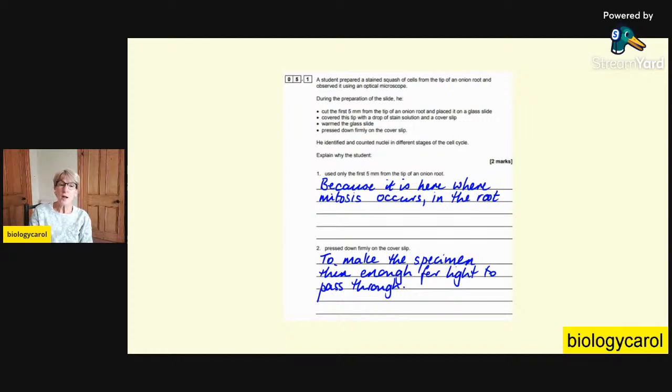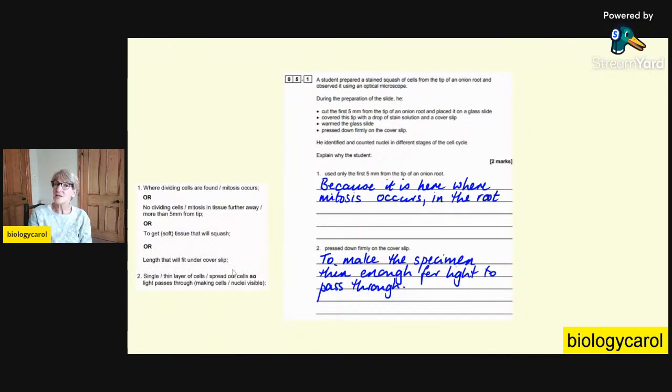And why did he press down firmly on the cover slip? Classic answer here, to make the specimen thin enough for light to go through. In other words, you're aiming for the specimen to be only 1 or 2 cells thick. So here is the mark scheme. Here are the additional notes. And therefore, I got mark point 1 here, and I got mark point 2 here.